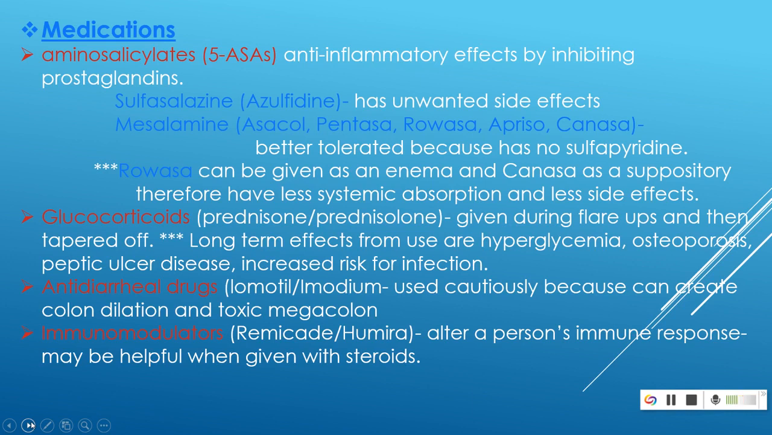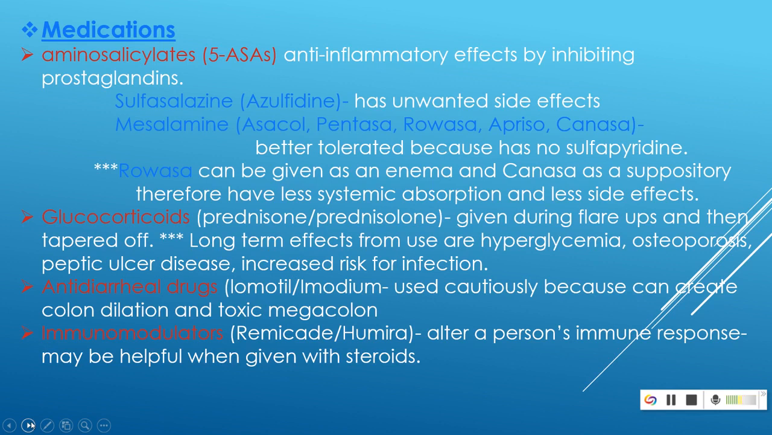So medications, you've got your aminosalicylates, or 5-ASAs, if you want to call them that. And they are on page 1152 in your textbook. They have anti-inflammatory effects by inhibiting the prostaglandins, so they're going to decrease the prostaglandins' function. But we need our prostaglandins for an inflammatory response, so we have to be careful with this, because now we're affecting their immune system if we give these.